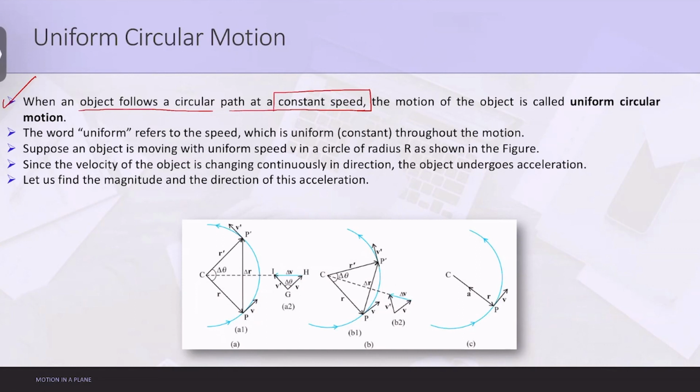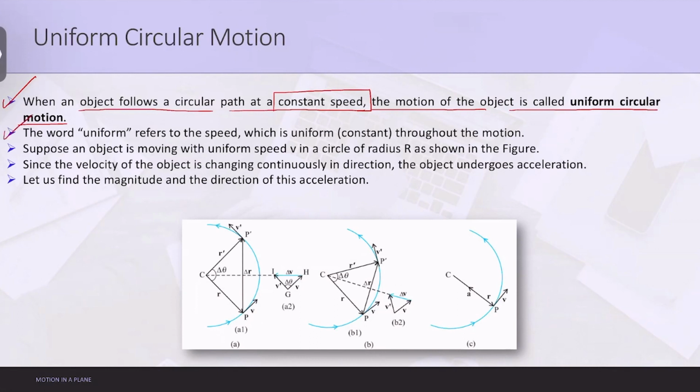Why is it written as constant speed, you might ask? This will be understood in subsequent slides, because I do not want to create confusion here. Let us understand it as a fact right now, and we can understand it later. So when an object follows a circular path at a constant speed, the motion of the object is called uniform circular motion. Fine.